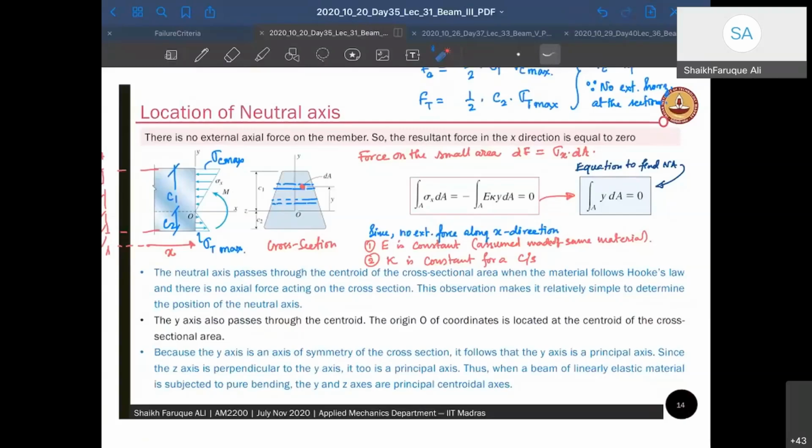Sir, are we still under the elastic limit? We are still under elastic limit, yes. So in the plastic limit, things are different. So let's not go into that. E value can change in plastic.